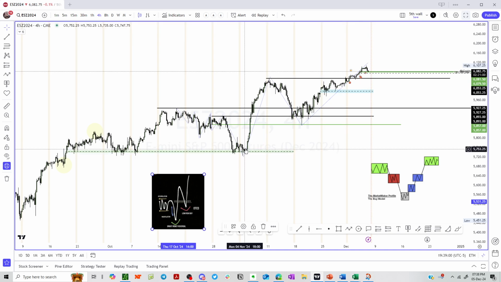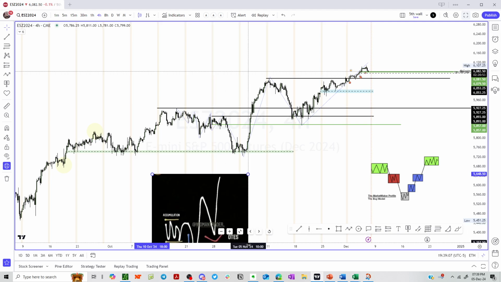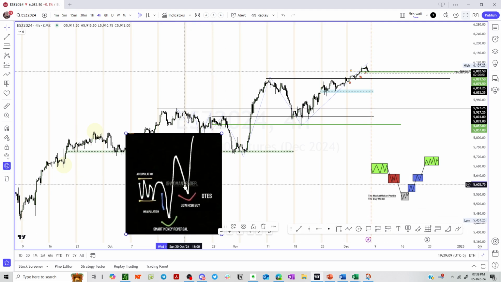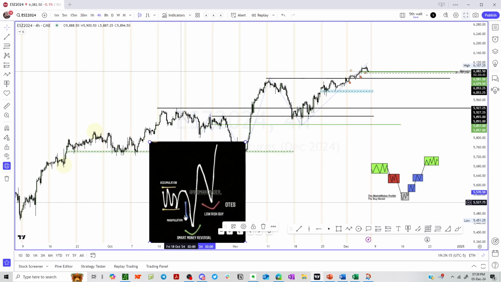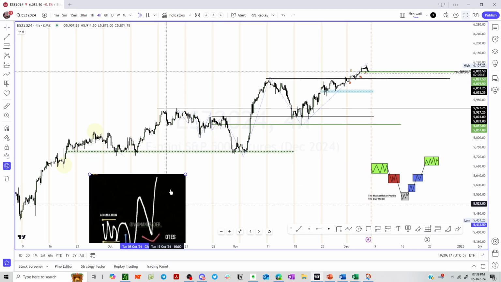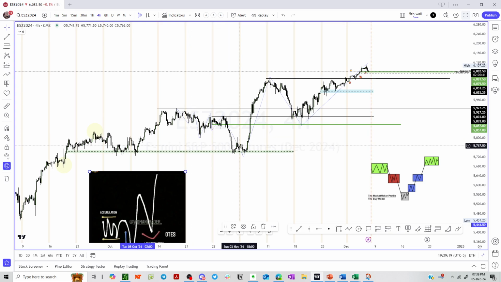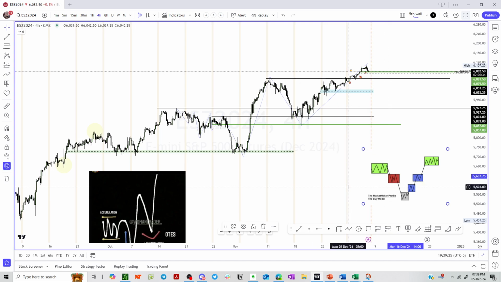Consolidation, manipulation, distribution, low risk buy. Yeah, I took this from her page, her Twitter. She's good money. Smart money reversal right here below the lows. Push higher. There's a lot going on here.